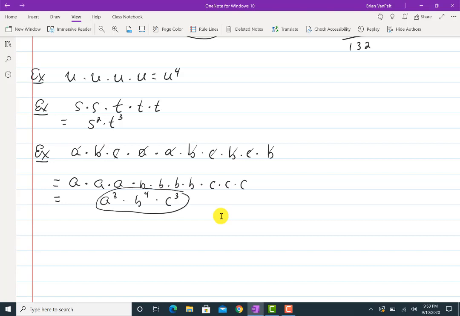And just to make a note, that expression without the dots is also correct. So you don't necessarily need to put those dots in there. The multiplication is understood.